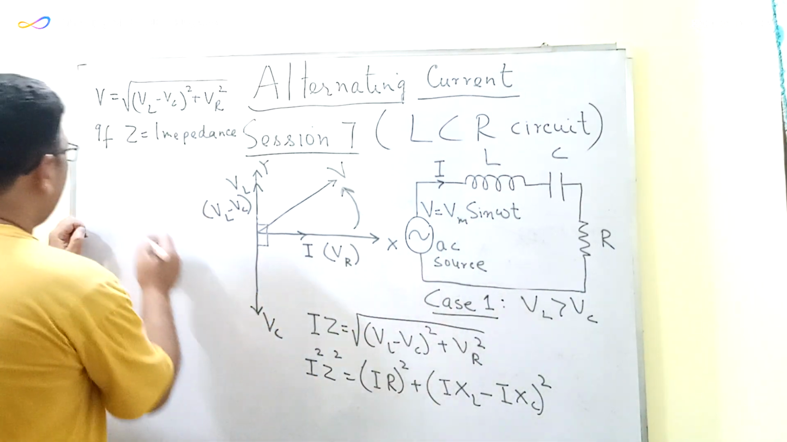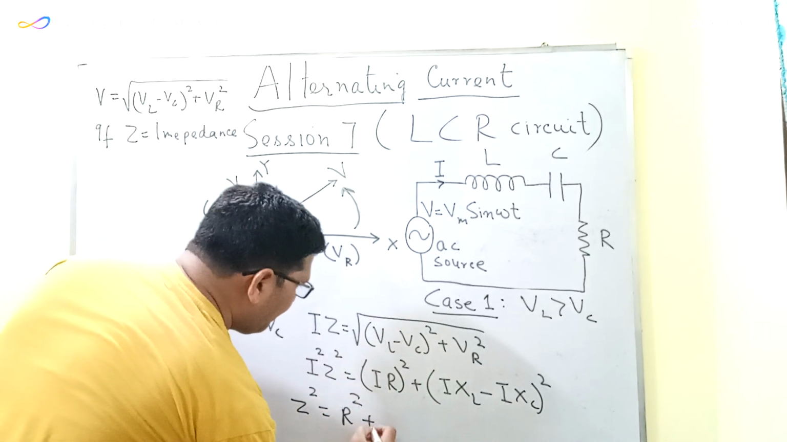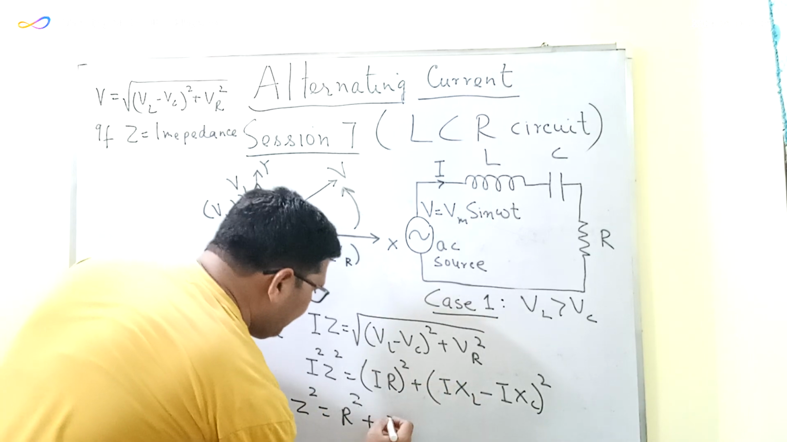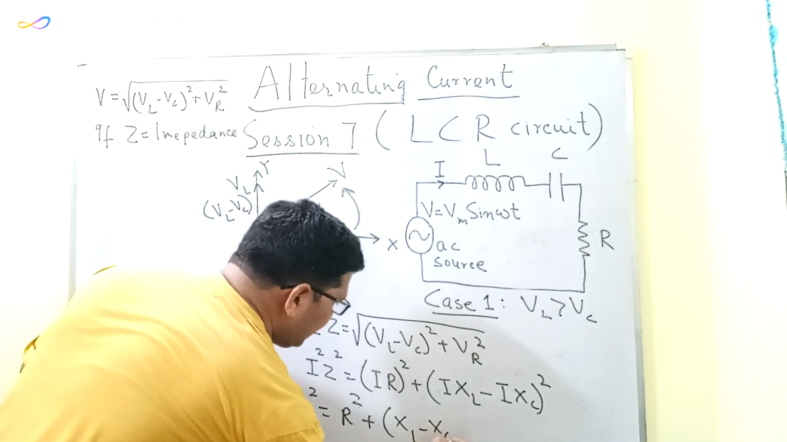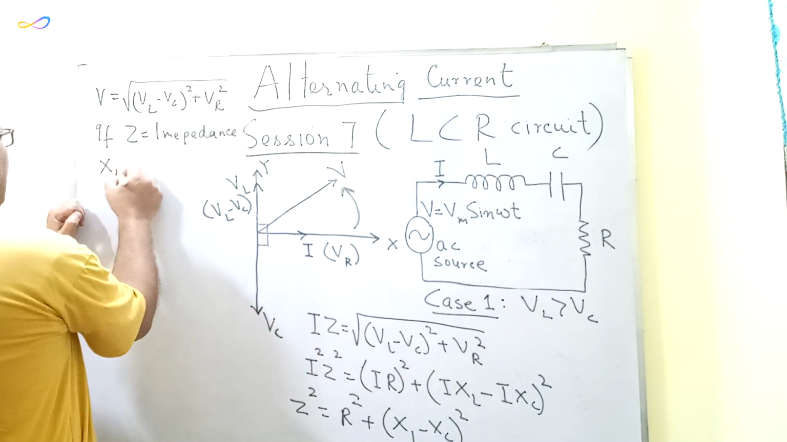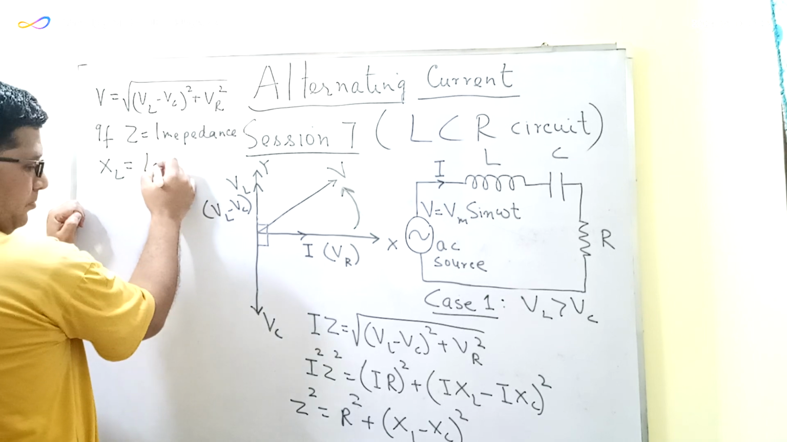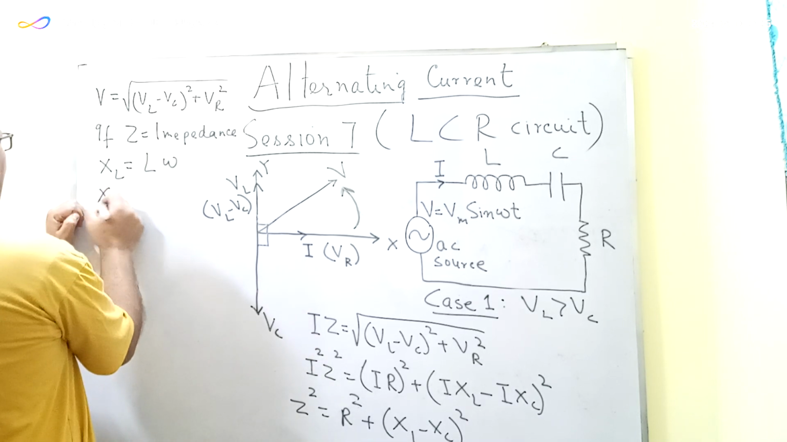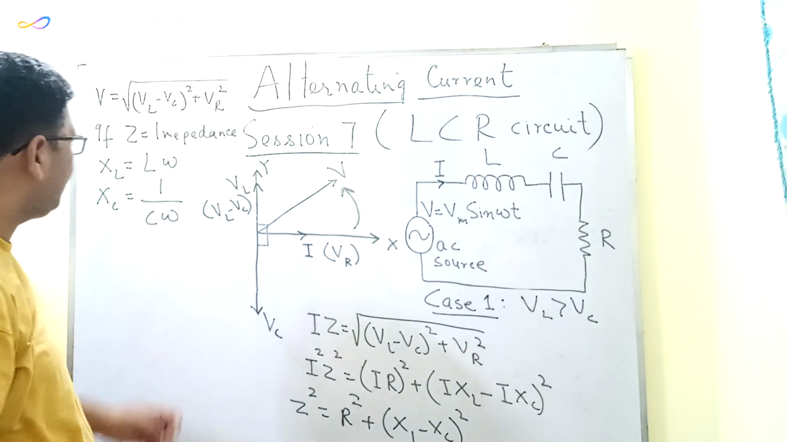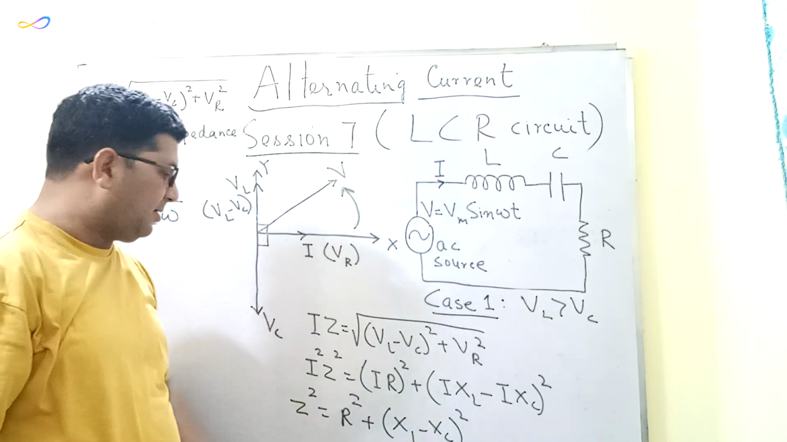So from here I can write down that Z square will be equal to R square plus, because I can be taken outside as it is common in both, XL minus XC whole square. Now here XL is equal to L omega and XC is equal to 1 upon C omega, where omega is the angular frequency, C is the capacitance of the capacitor, and L is the self-inductance of this inductor.